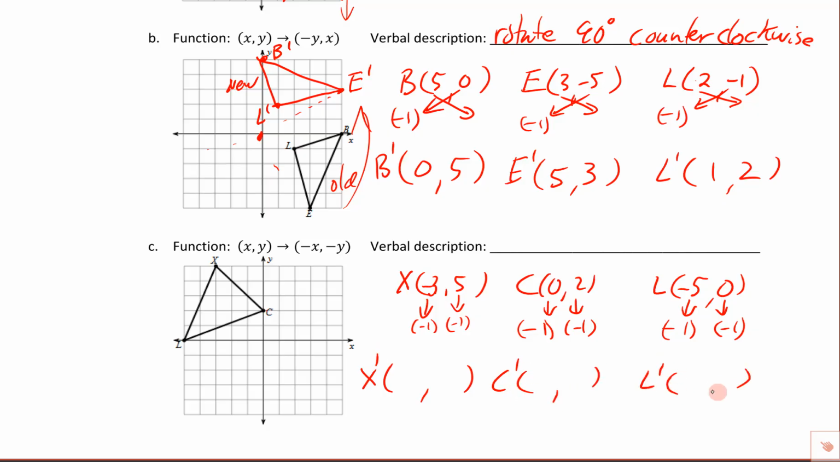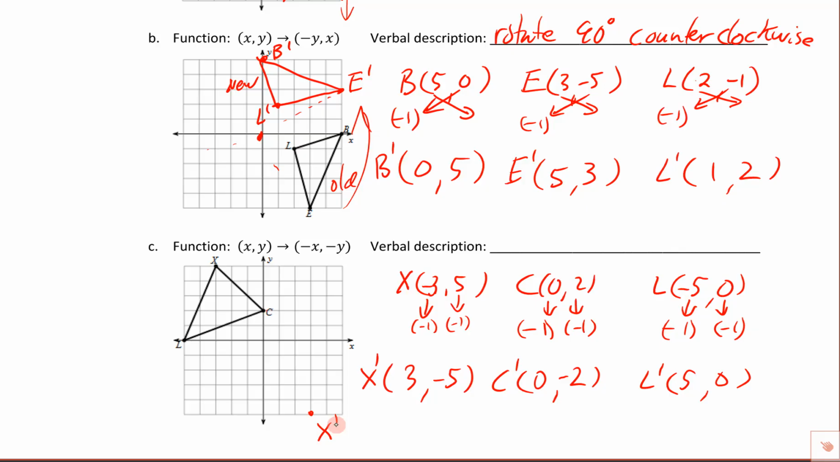So this is L prime here, and we've got all the spaces. This is cool. All we have to do is multiply down. So -3 times -1, 3. 5 times -1, -5. 0 times -1, 0. 2 times -1, -2. -5 times -1, that would be 5. And 0 times -1 would be 0. So let's go ahead and graph these points and see what happens here. So this is 3, -5. That is X prime.